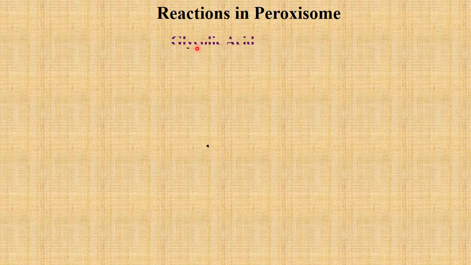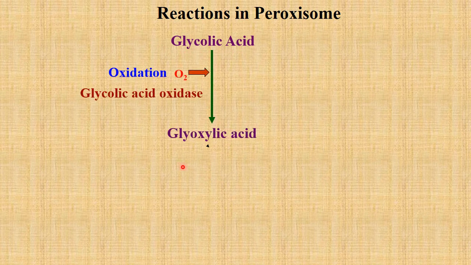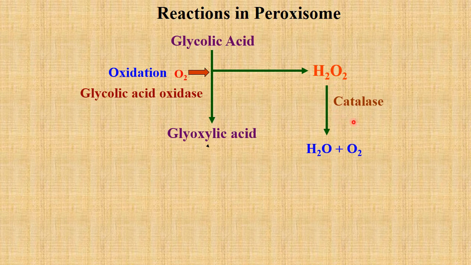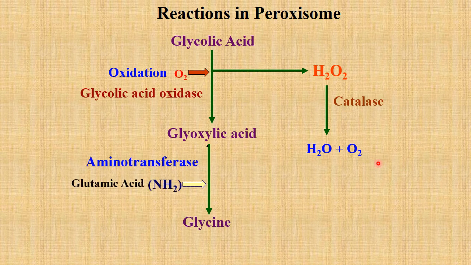Next, the reaction in peroxisome. The glycolic acid formed in chloroplast enters into peroxisome. This glycolic acid is converted into glyoxylic acid through an oxidation process with the help of the enzyme glycolic acid oxidase. During this process, hydrogen peroxide is released. This hydrogen peroxide, again with the help of the enzyme catalase, is converted into water and oxygen.